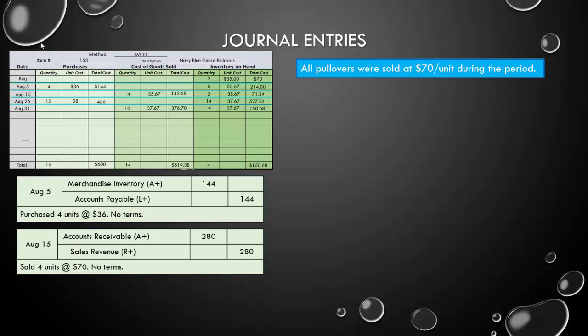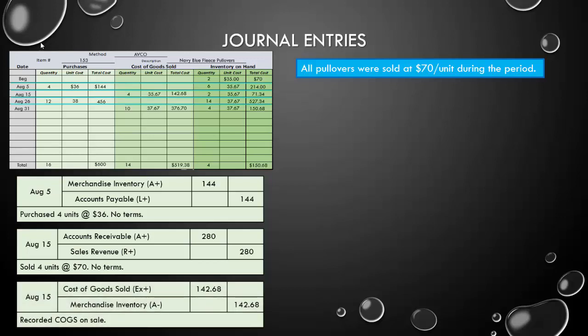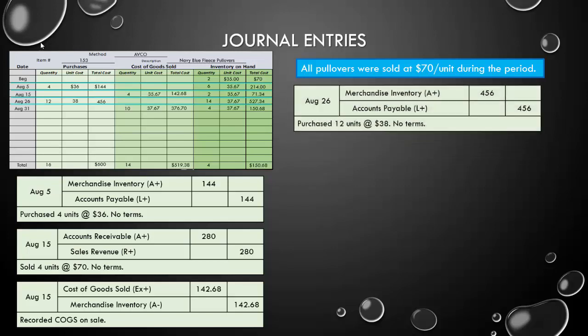And to record the expense, it's always cost of goods sold over merchandise inventory for the total cost that is on your perpetual inventory record for that date. On August 15th, the total cost that we listed in our cost of goods sold section was $142.68, so that's how much we're going to record the journal entry for. Next up, on August 26th, we purchased $456 worth of inventory on account. We're going to record that by debiting merchandise inventory for $456 and crediting accounts payable for that same amount.